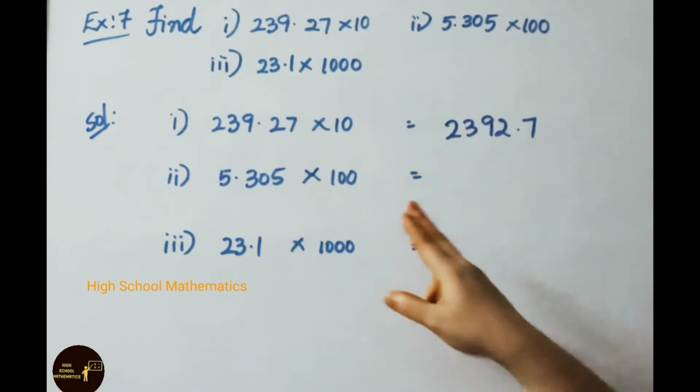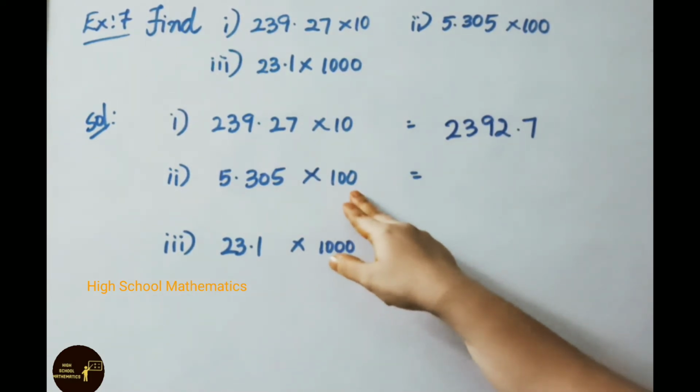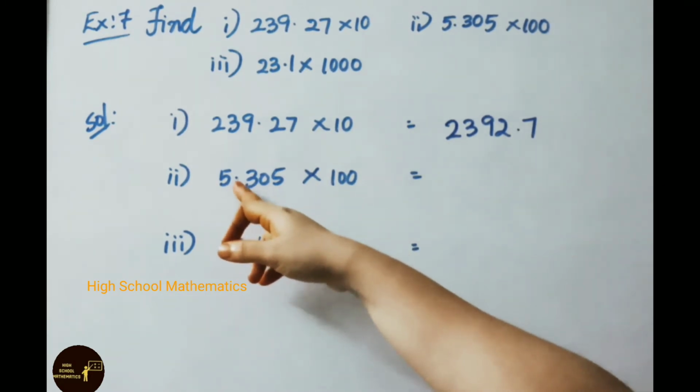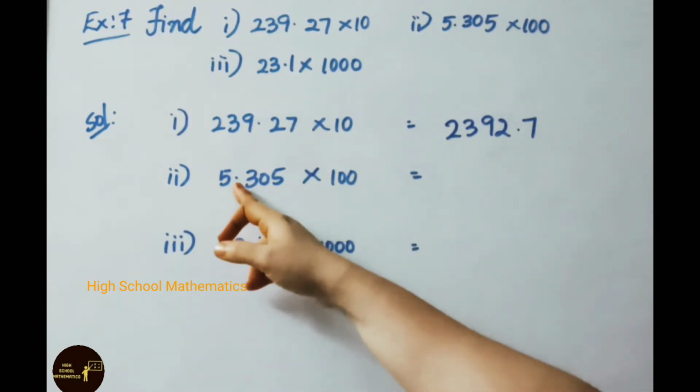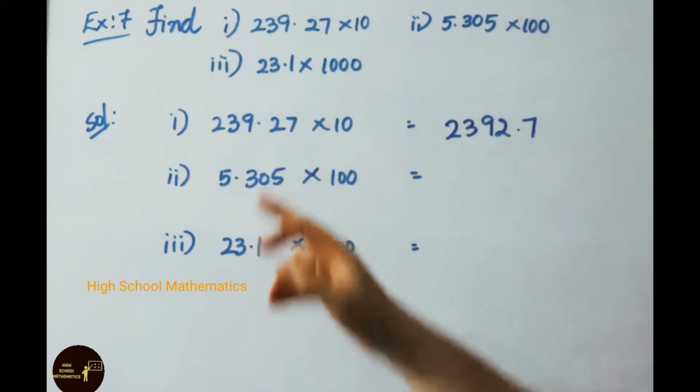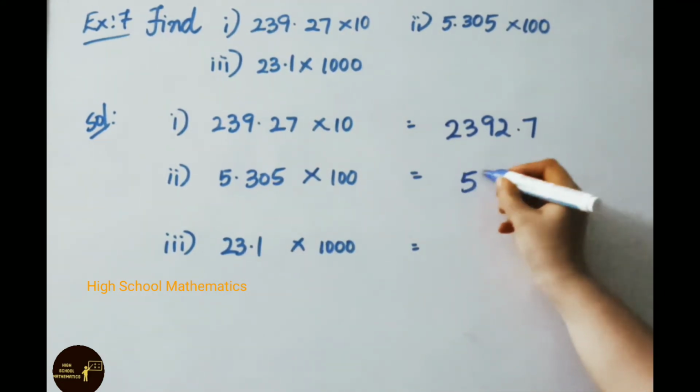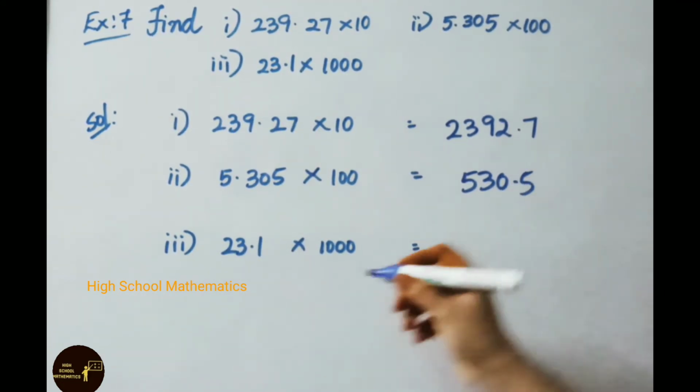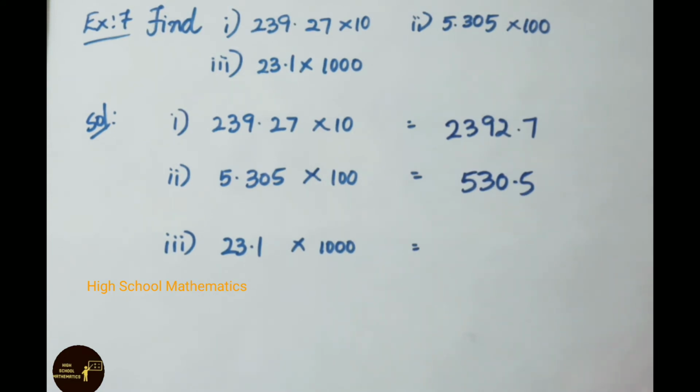100 means 1 after 2 zeros were there. So here while we are multiplying by 100, shift the decimal point 2 places towards right side. So the answer is 530.5. See now third one, 23.1 multiplied by 1000.